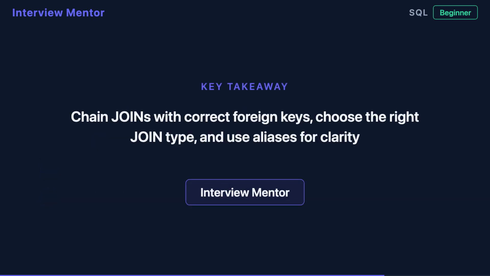Chain your joins with proper foreign keys, pick the right join type, and use aliases for clean code. Practice this pattern and 3 table joins become second nature.